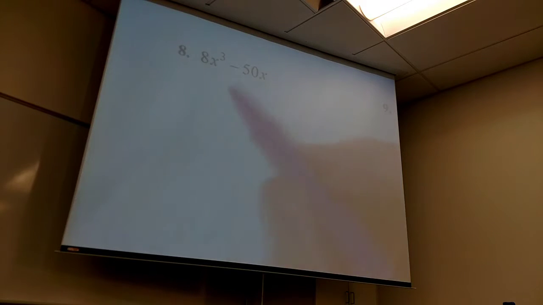GCF. And now, real quick, I want to say this, because a lot of people don't know these things. Hopefully everybody knows that if numbers are even, you can divide, 2 goes in.